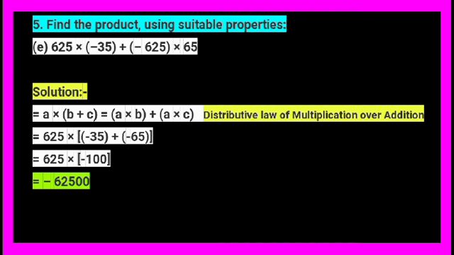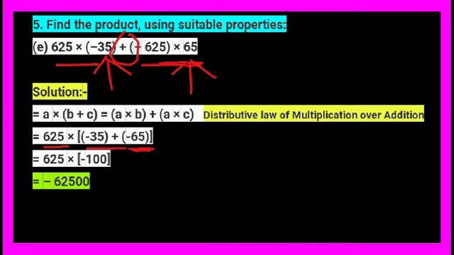Next is 625 multiplied by minus 35 plus, into the brackets, minus 625 multiplied by 65. So here, can you observe any common number in both these multiplications? Yes, we have 625 common. So we will write 625 one time only. Then after we will write the remaining numbers into the brackets. So here we write minus 35, then plus sign and 65.